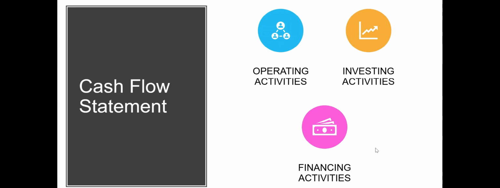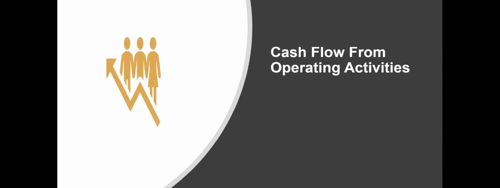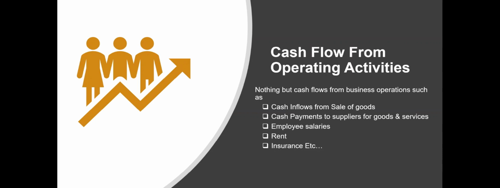Now first of all, we'll look at what operating activities are. Operating activities means nothing but cash flows from business operations, such as cash inflows from sales, cash payments to suppliers, and also cash payments to employees for salaries, and also cash payments for rent, insurance, etc. So those categories will fall under operating activities.